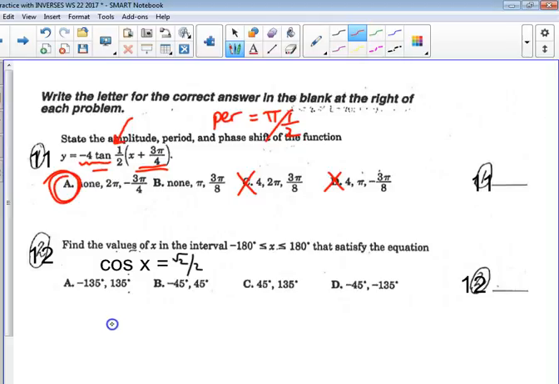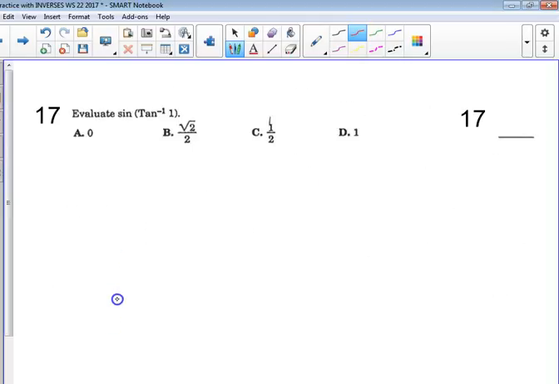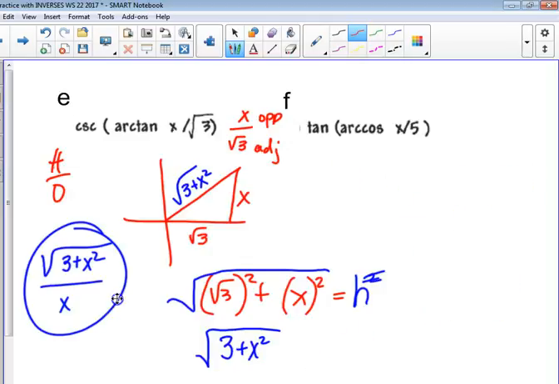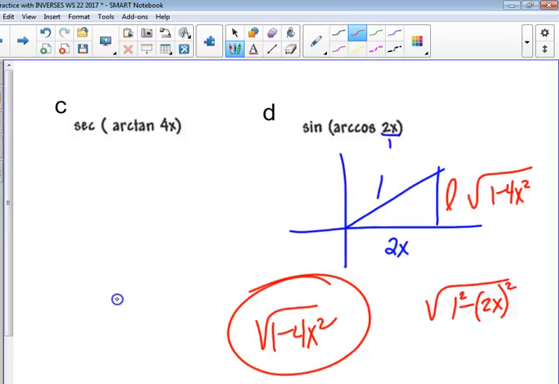Anything else on worksheet 22? No, that's not for us. You're good. Did you want to go over any of these? We good? Which one?